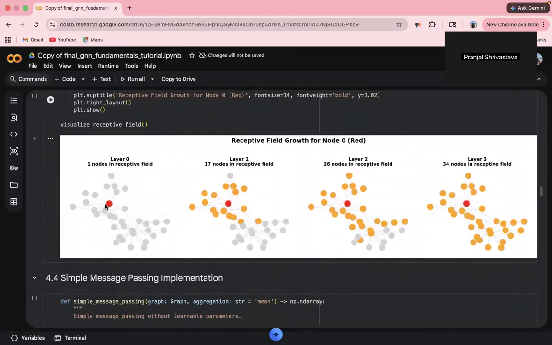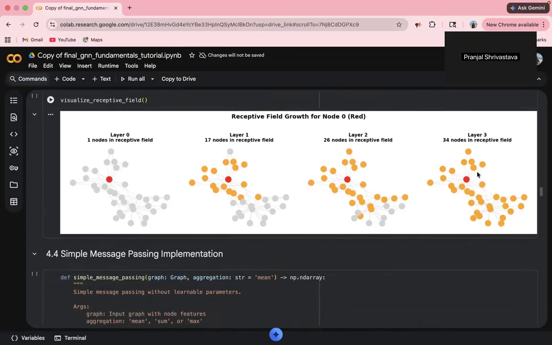You can see here, node 0 knows only itself. At layer 1, it starts connecting with its immediate neighbors. At layer 2, it starts connecting with neighbors of neighbors. At layer 3, it has information from most of the graph.